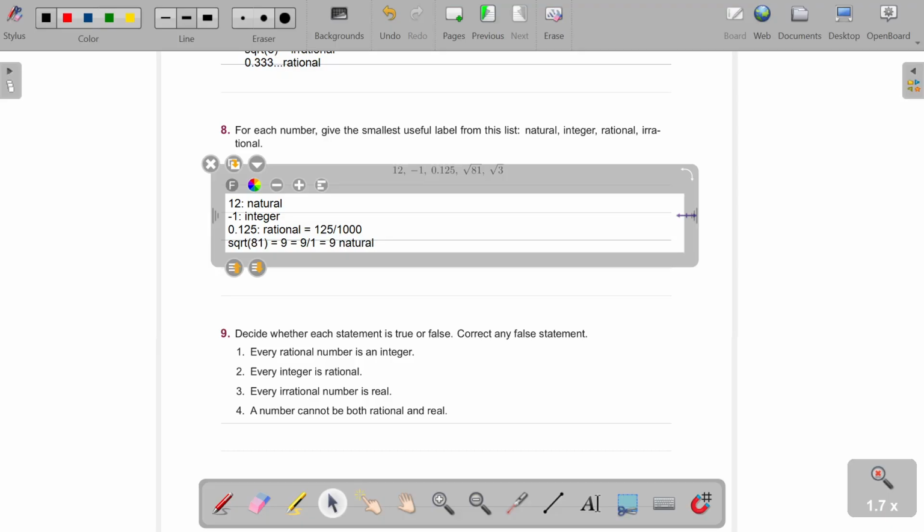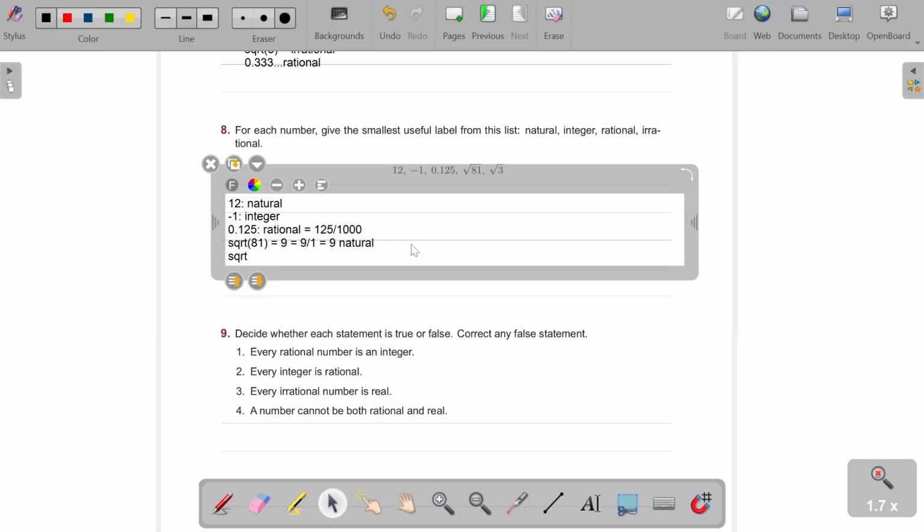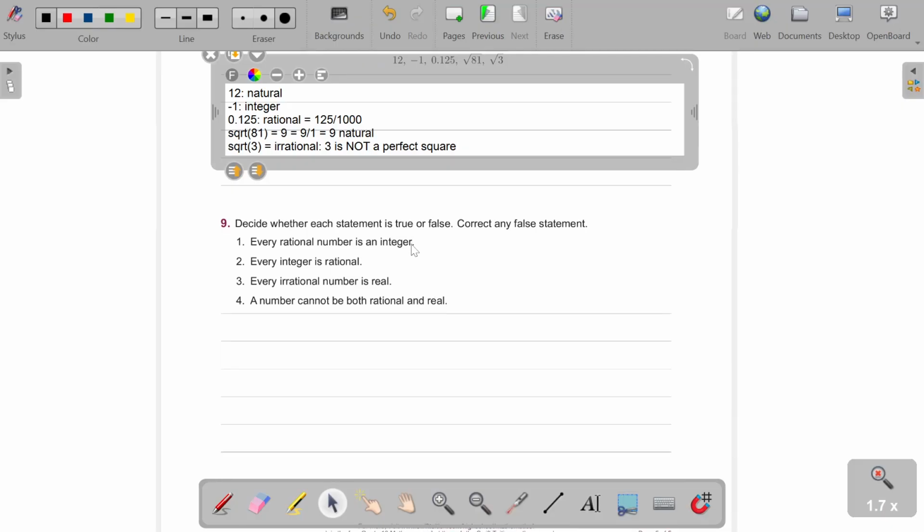Obviously, all natural numbers are rational numbers, but we would be more specific if we say it is a natural number. The next thing to look at is the square root of 3, and obviously square root of 3 has got to be an irrational number. And why is that the case? 3 is not a perfect square, and that is something to bear in mind, right? And all five numbers obviously are real numbers. There's no need for us to be more specific than that, but only the square root of 3 is going to be irrational.